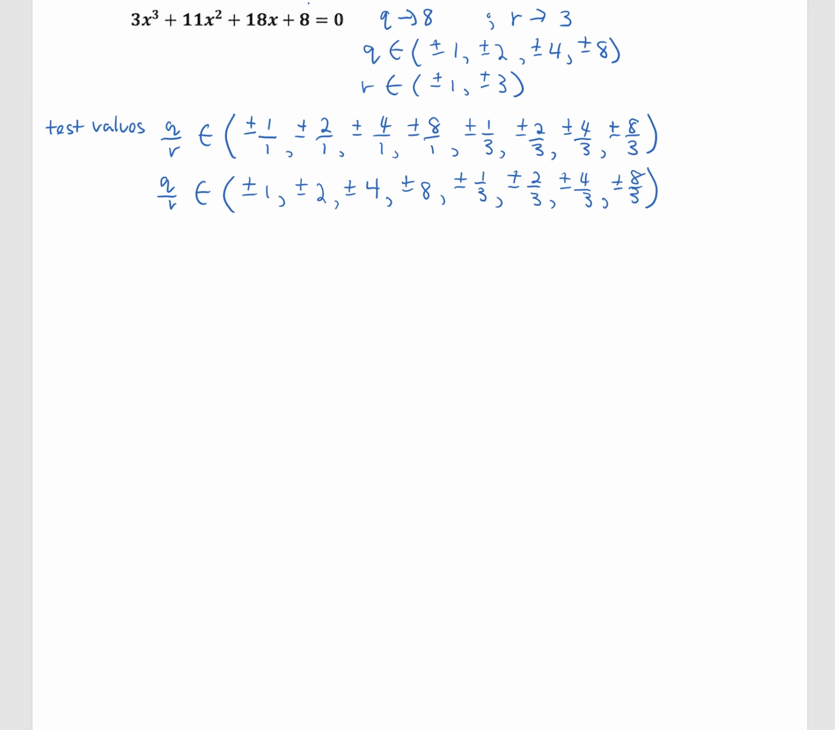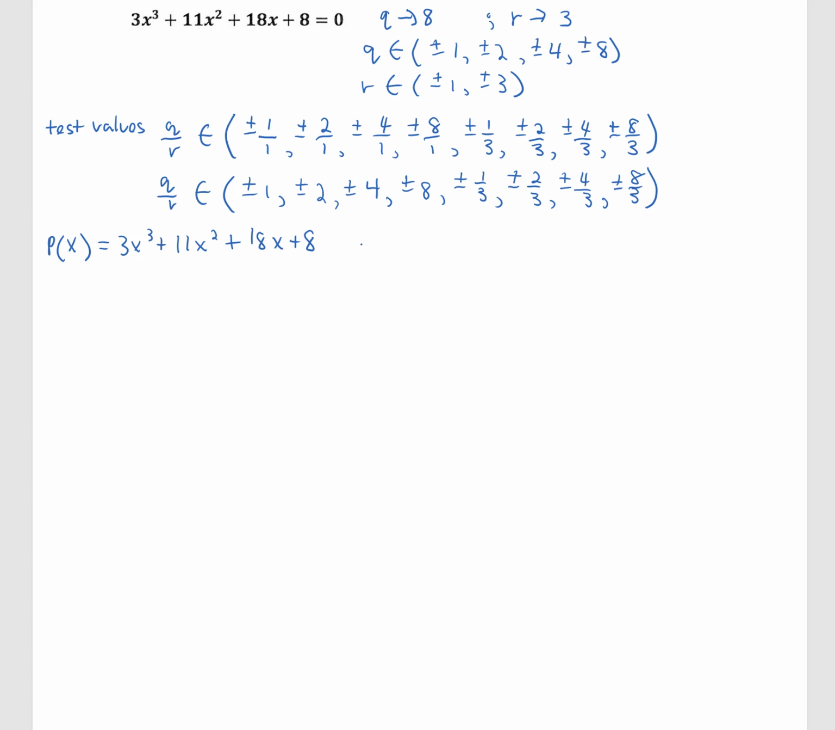So testing them out, what we're going to be doing is taking our function p of x equals 3x cubed plus 11x squared minus 18x plus 8, plugging in these for x and finding out when this equals 0. We can see that some of them won't work out, such as +1 or +2 even, because that will give us all positive values here, and we're going to just be adding them all up. We're never going to get 0 that way.